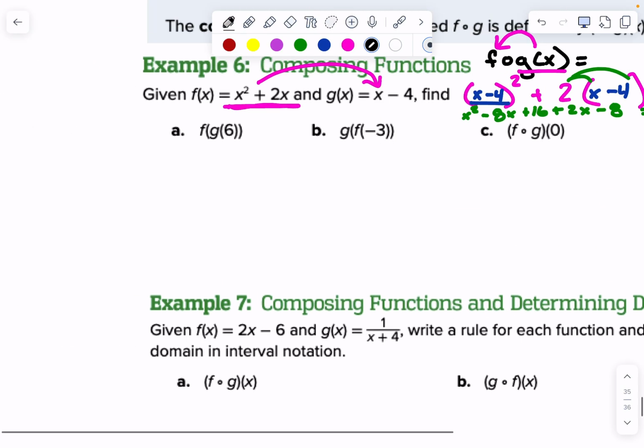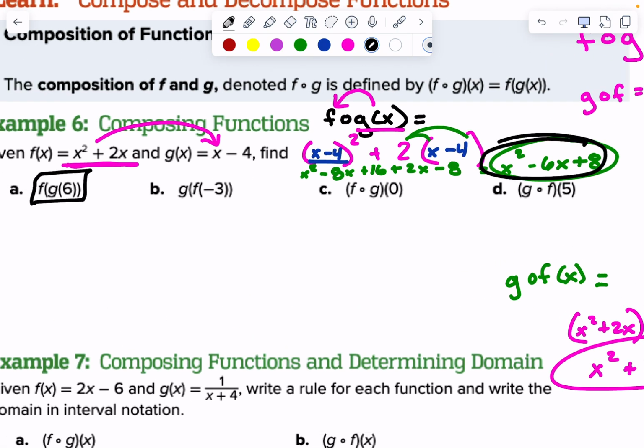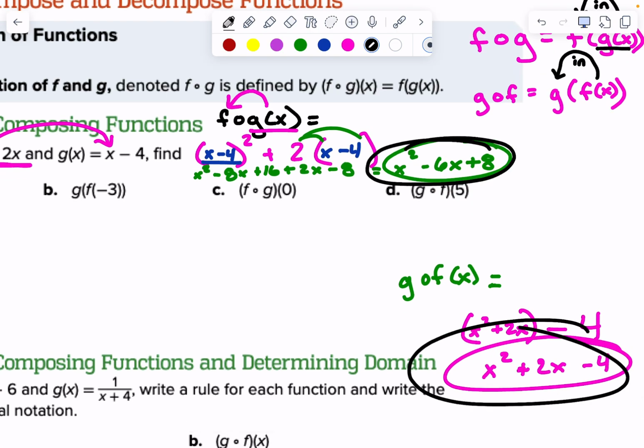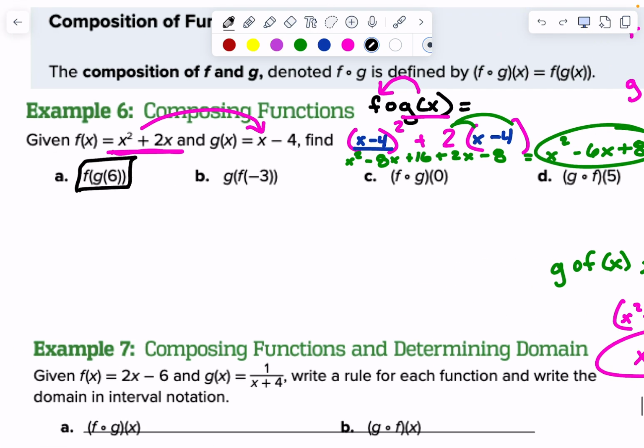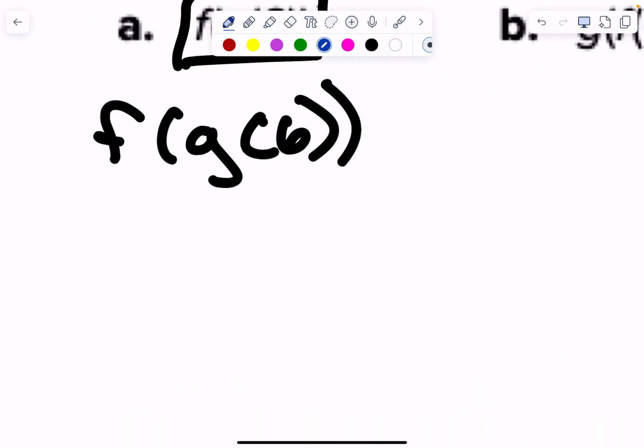Now, here's the deal. If you're doing f composed of g, you can certainly plug 6 into this top one and you would get an answer, right? Now, there is an easier way, because if you're just plugging numbers in, you don't have to do the composition part. Okay, here's what you have to do. f composed of g of 6. We're going to start from the inside and figure out what g of 6 is.